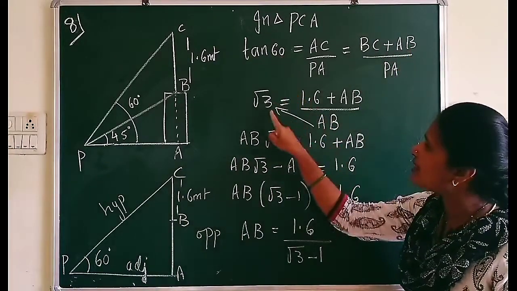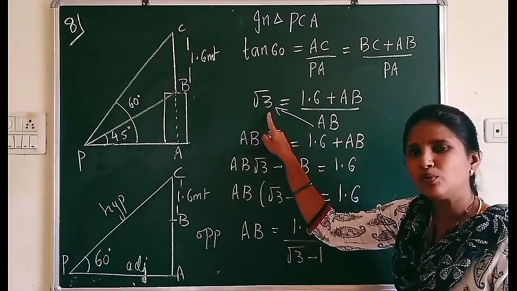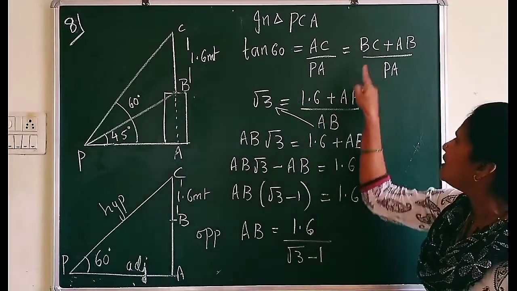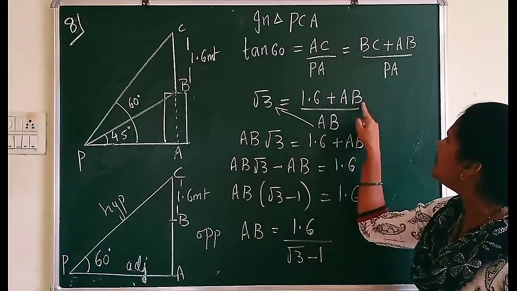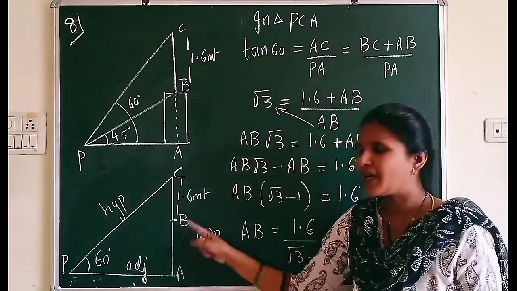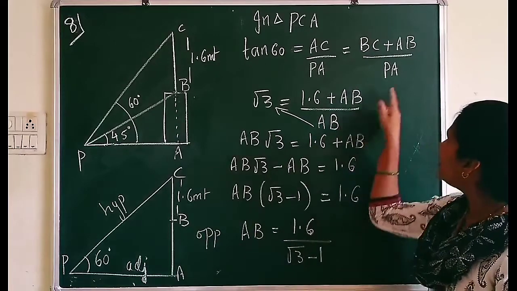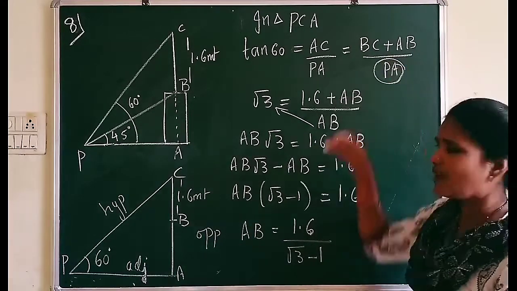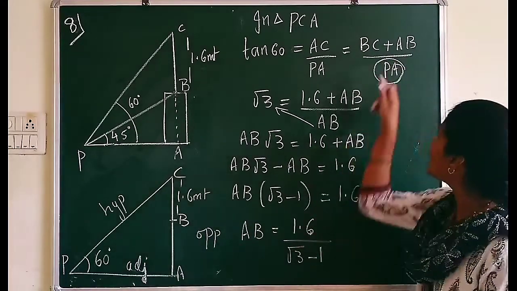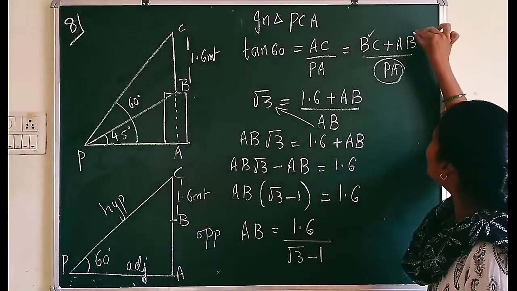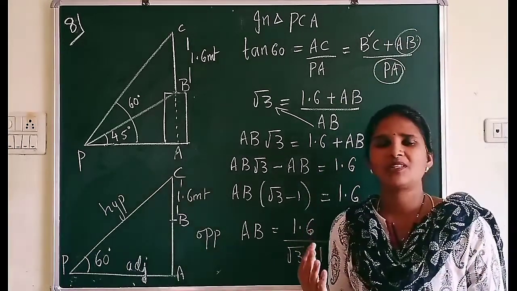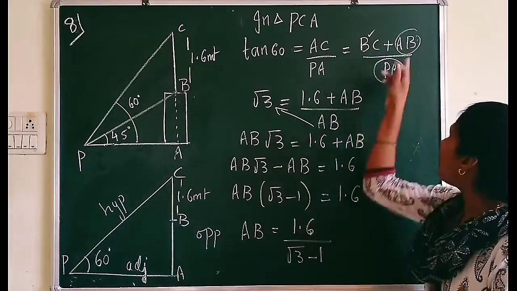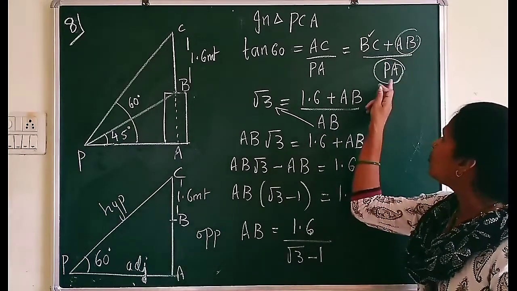And what is tan 60? Tan 60 is root 3, equals BC, which is 1.6 given, plus AB as it is, because I have to find AB, divided by PA. PA we don't know, but here you can see, these two are the variables. I already said when you have two different variables I cannot find the answer. So I should find AB. But how to replace PA?